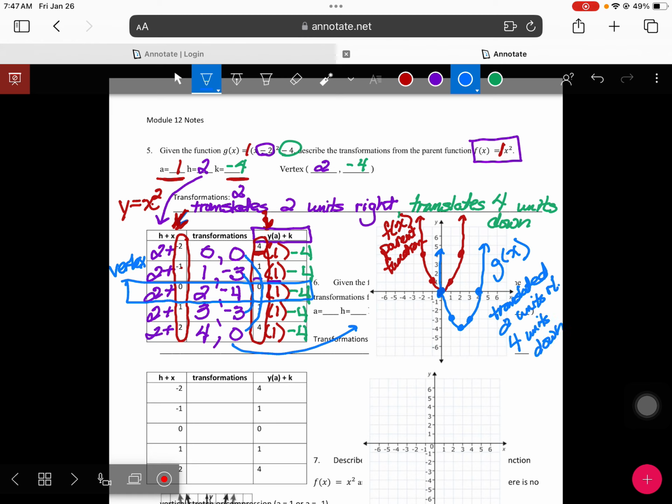So it's as if we took this whole parent graph and said, let's move everything 2 units to the right and 4 down. Okay? That's what we are doing when we are creating these new quadratics.